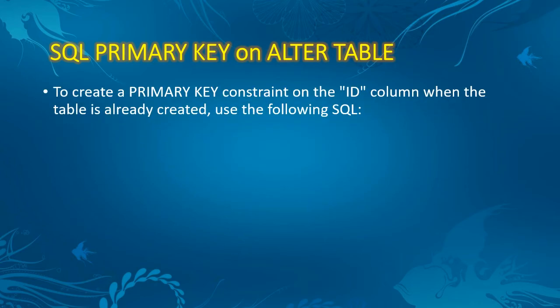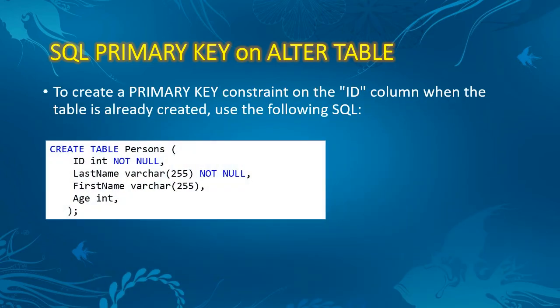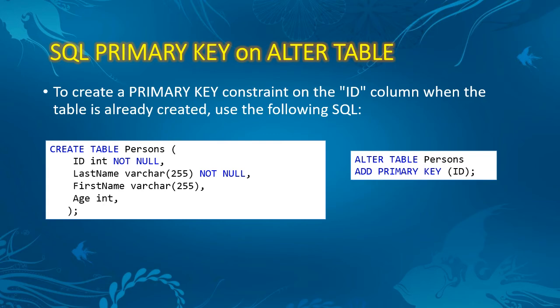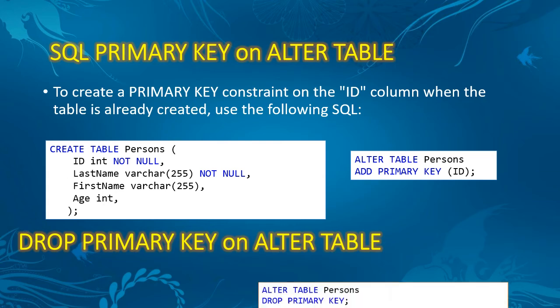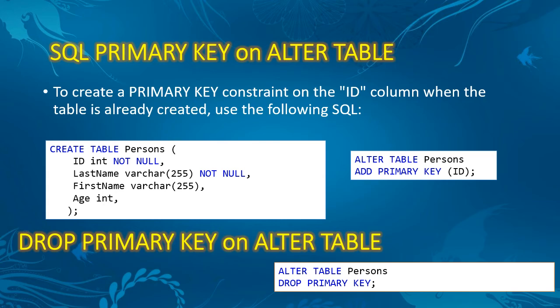And next, if we want to add a primary key after creating the table, you can use alter table persons, add primary key of ID. So the ID column is a primary key. If you want to remove the primary key from the table, just give alter table, table name persons, drop primary key.